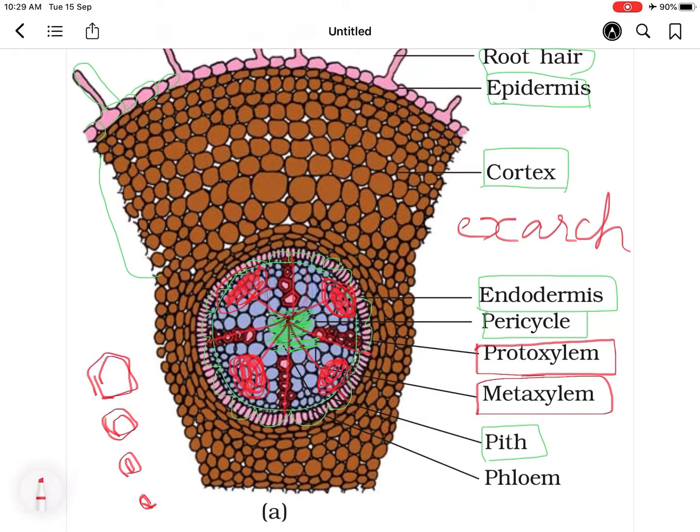So let us have a look. The outermost part consists of epidermis, which has root hairs. Root hairs help in the absorption of water and minerals more and more, and they increase the surface area. Then a several-layered cortex is present, followed by endodermis, pericycle, and then metaxylem, protoxylem along with phloem.